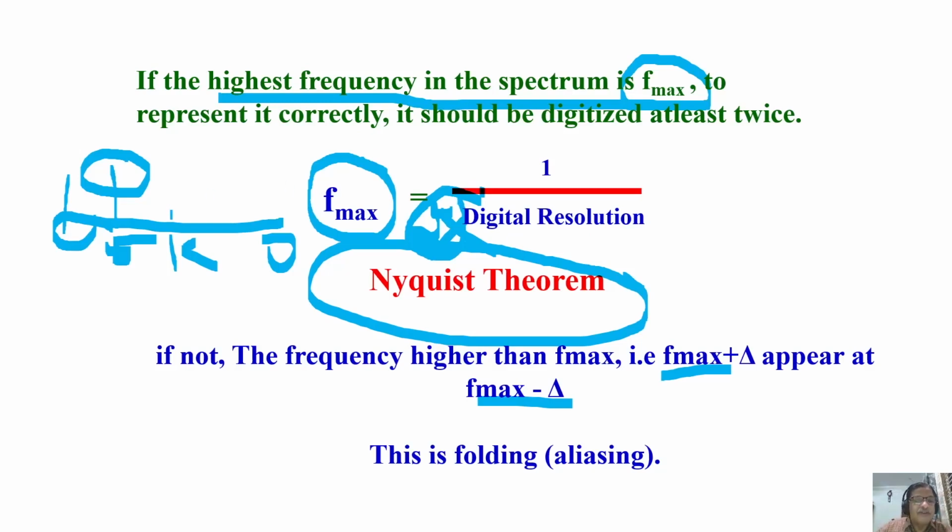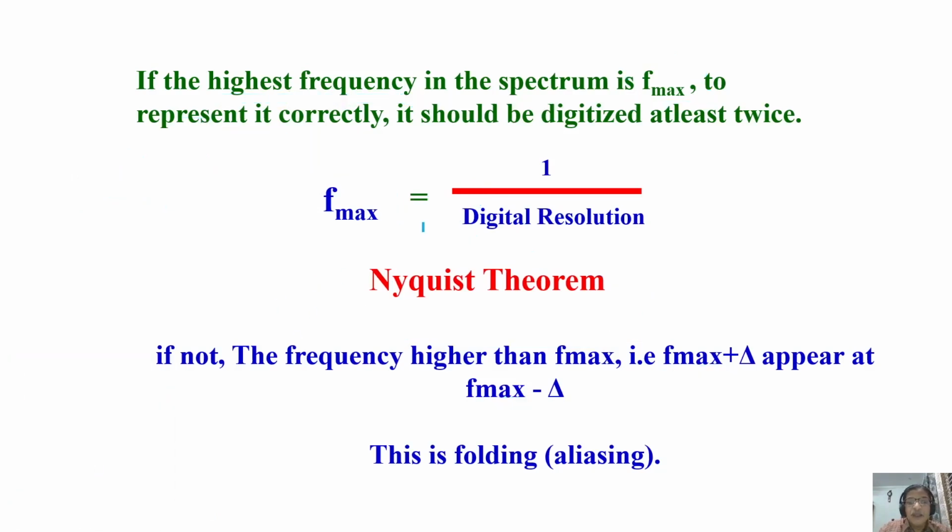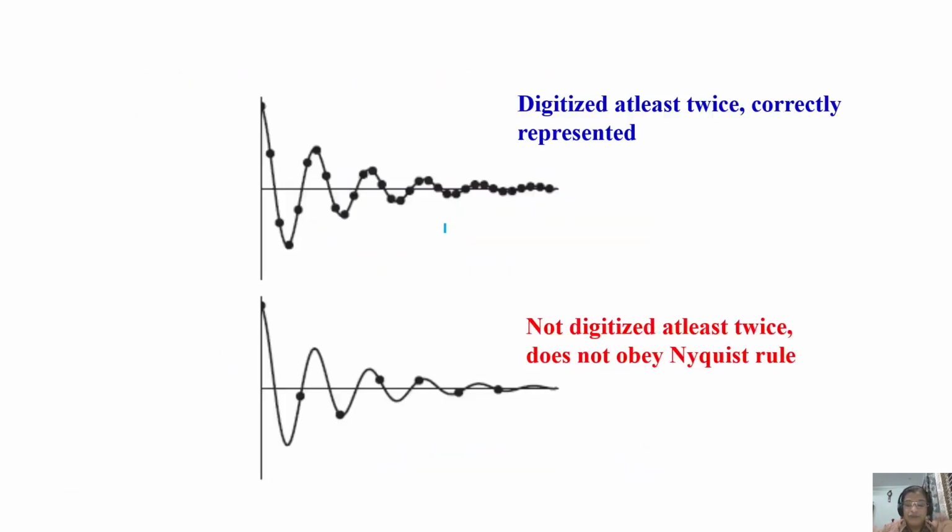The highest frequency in the spectrum should be digitized at least twice so that the frequency can be represented. What happens if you digitize 1 point here and 1 point here? You will definitely miss it. So you have to have 2 data points per peak. More than that doesn't matter. So this is what it is. According to the Nyquist theorem, the highest frequency should be at least 1/2 times the digital resolution. That is the Nyquist theorem. Otherwise, folding will occur.